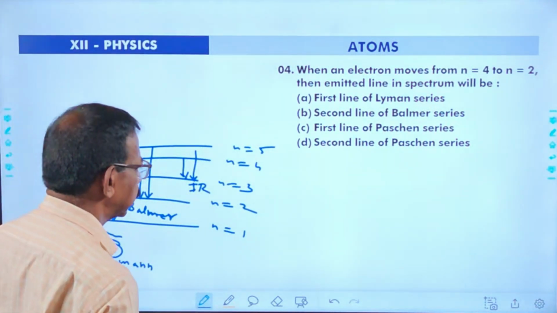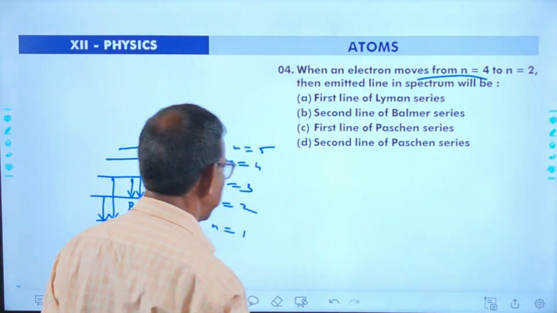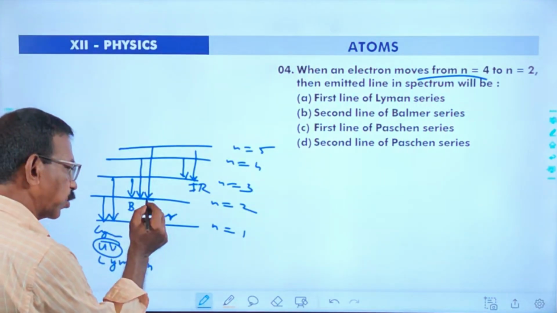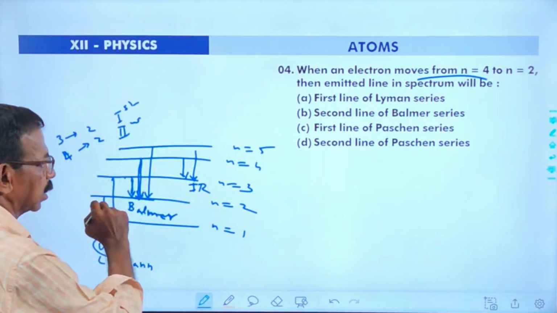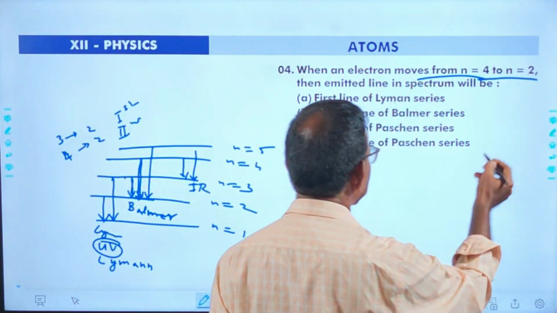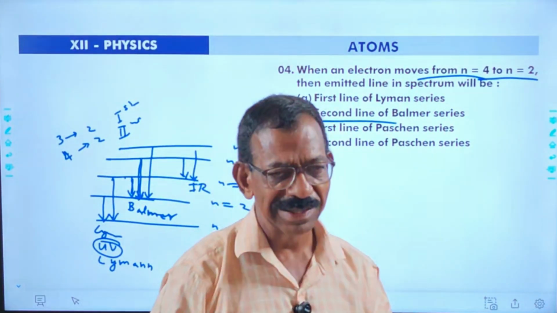Here the question is about falling from n equal to 4 to n equal to 2. Any line falling to n equal to 2 is called the Balmer series. Here the answer is falling from n equal to 4 to n equal to 2, and this is the second line of the Balmer series. The answer is option B.